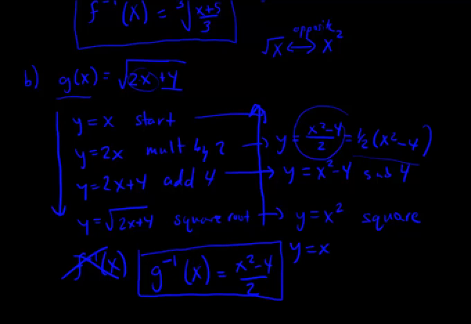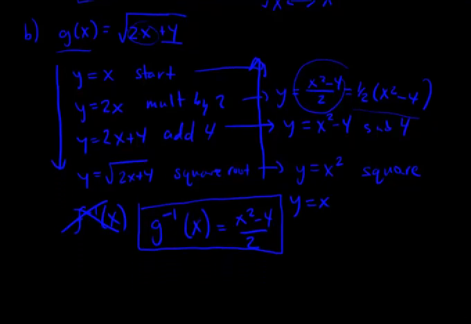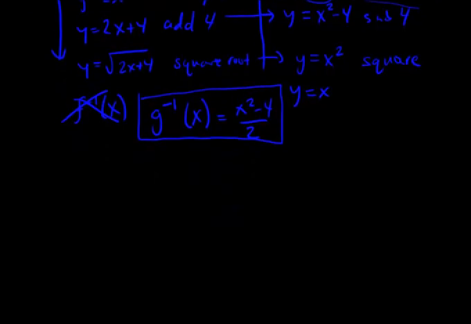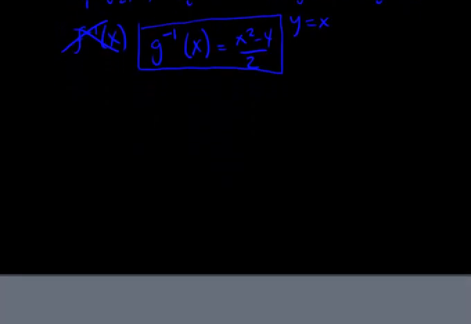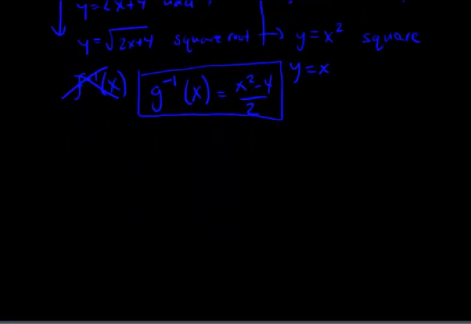Okay, now part C. So this question just has A, B, and C. So let me move down a little bit. So part C, I'm going to just get that much room. I'm going to pick a different color. Part C, we're given h of x is equal to 1/2 x squared minus 2.